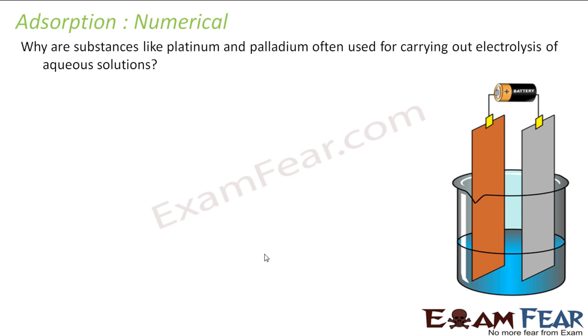Let's take some numericals. The question is, why are substances like platinum and palladium often used for carrying out electrolysis of an aqueous solution? So we sometimes use platinum metal. Why? See, these are inert. They don't take part in the reaction, right? Now the question is, if they are inert, why do we need them?